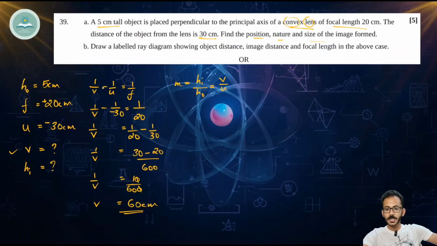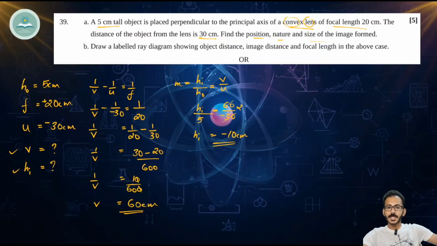Or else in the mirror formula, it is 1 by v plus 1 by u, so magnification will be minus v by u. Now let's substitute the given values. Height of the image, which we are going to find out, divided by height of the object, which is 5, is equal to v by u. v is 60 and u is minus 30. 30 into 2. So height of the image is equal to minus 2 into 5, that is minus 10 centimeter. So height of the image is minus 10 centimeter.